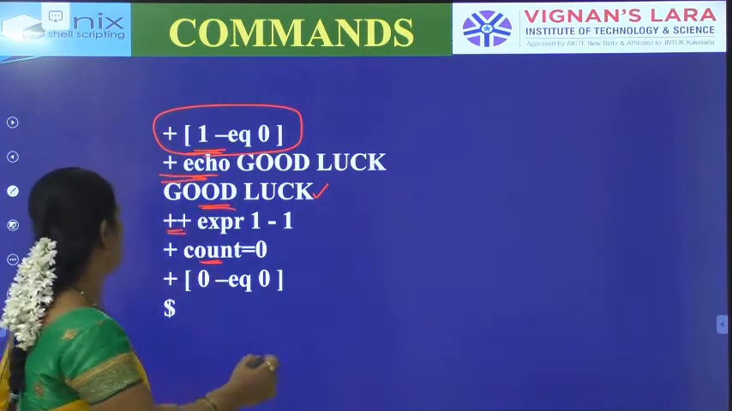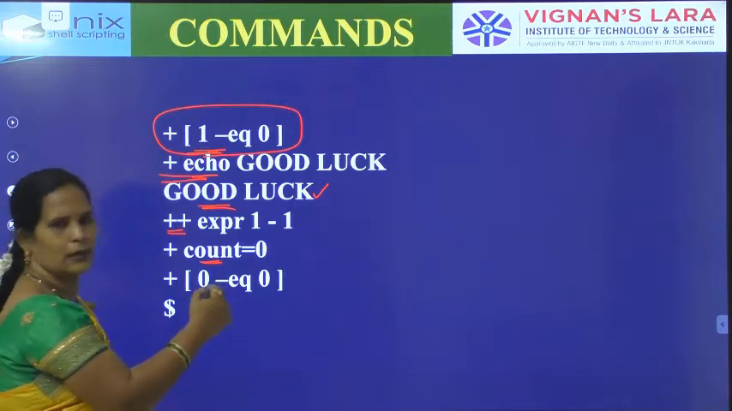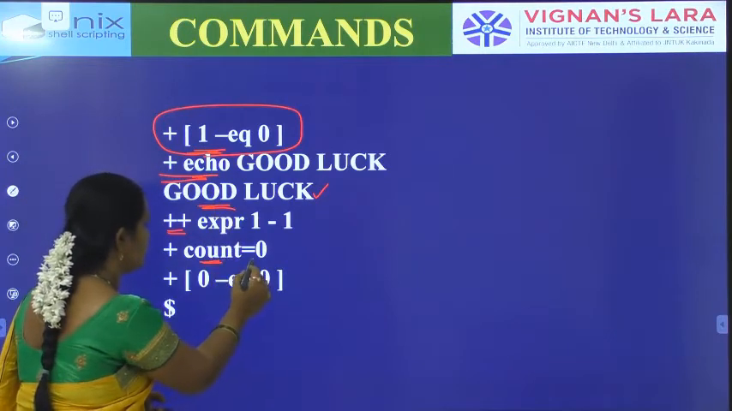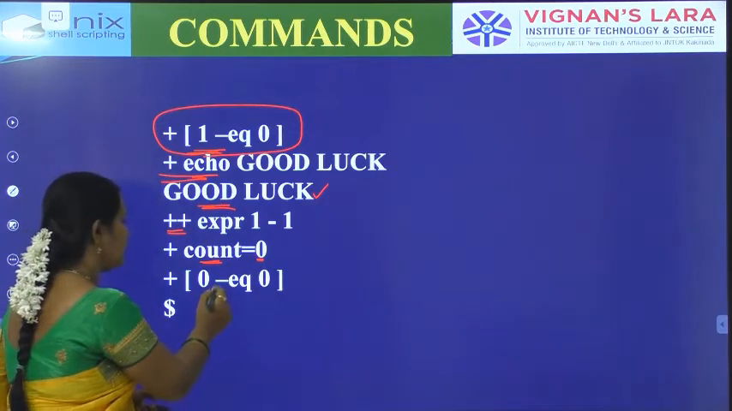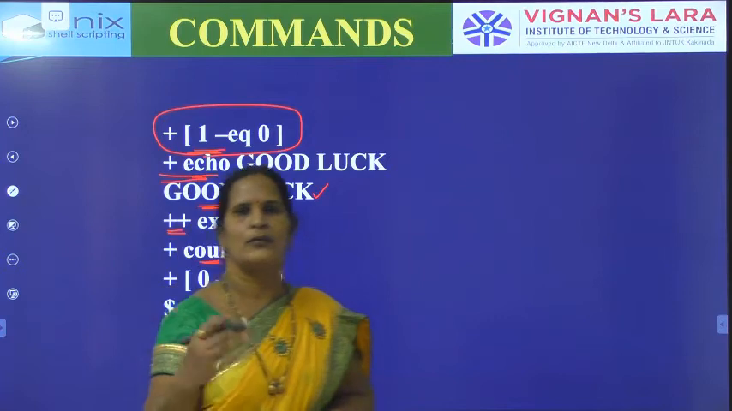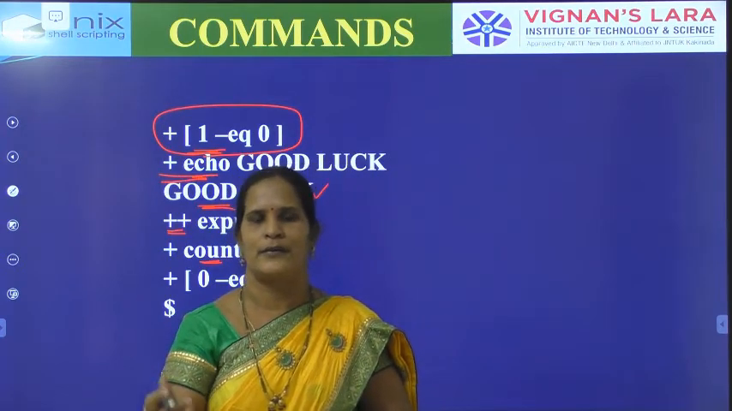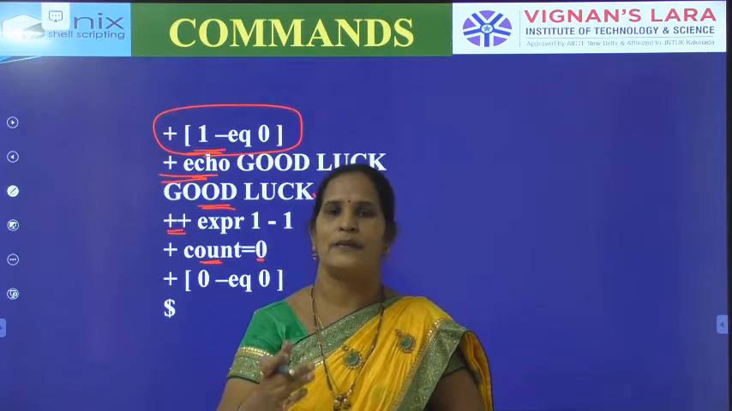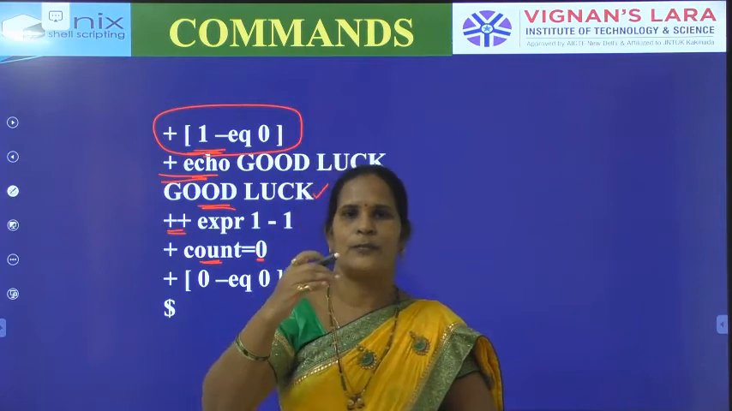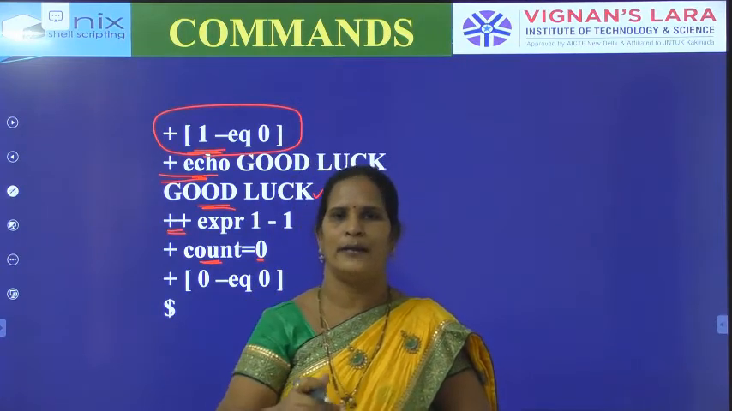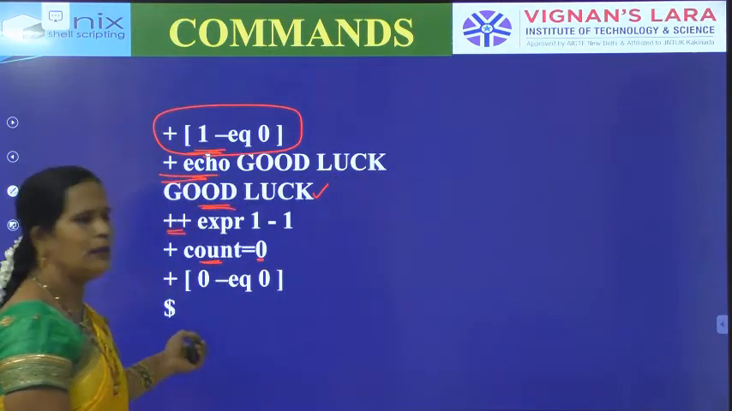Once again we have to check. So the next line is $count equal to 0. Instead of $count, it is going to take the count value, which is how much? 0 only. So 0 equal to 0. What does 0 equal to 0 return? A true value. Whenever the until conditional expression returns a true value, the control simply comes out of the loop. It means the statements specified between do and done are not executed. Simply the $ prompt will be displayed.